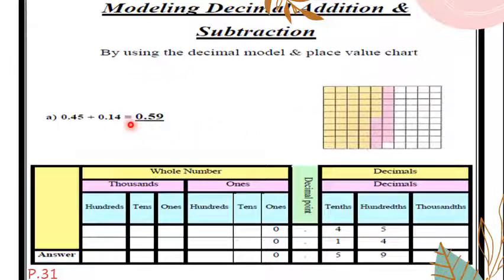Now plus 0.14, so I'm gonna color 14. 1, 2, 3, 4, 5, 6, 7, 8, 9, 10, 11, 12, 13, and 14. If I want to make adding for the two colors, it will be 0.59.